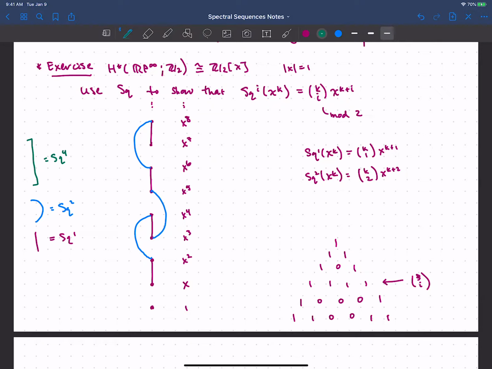But Sq^4 should square x to the 4th, right? That's its job. You can, of course, substitute 4 into this formula, but that'll be k choose 4, x to the k plus 4. So I do know for multiple reasons, because 4 choose 4 is 1, and because Sq^4 is supposed to be the thing that squares the class in degree 4, that indeed we have a Sq^4 connection. Let me draw it off to the side this way.